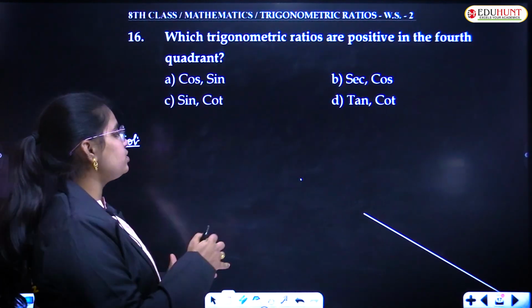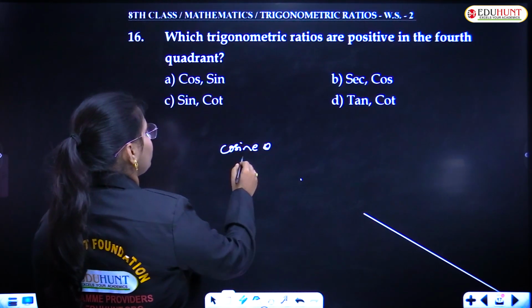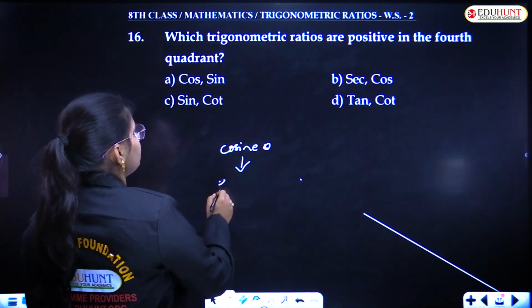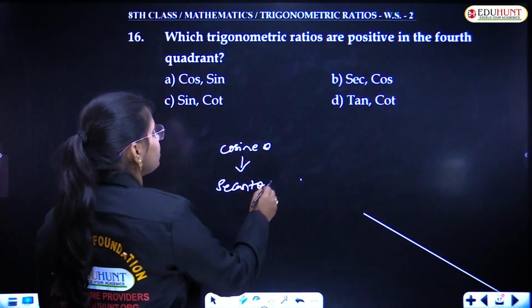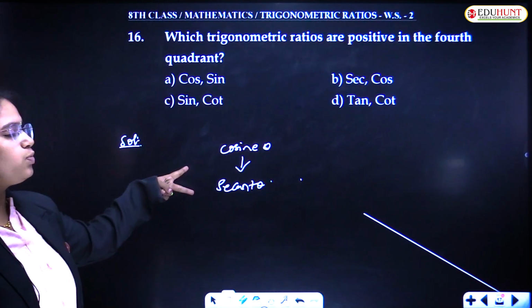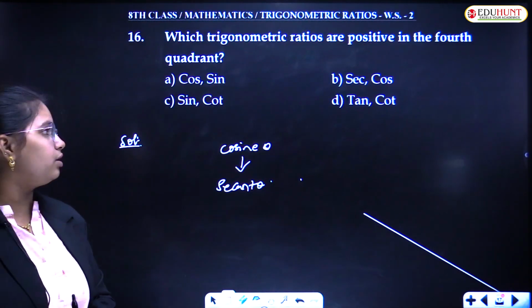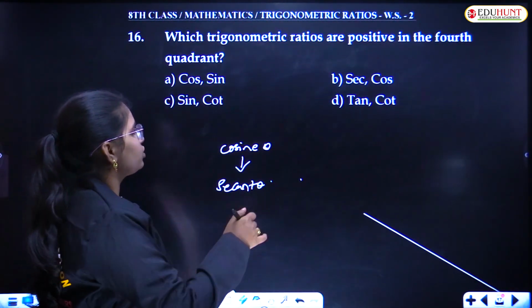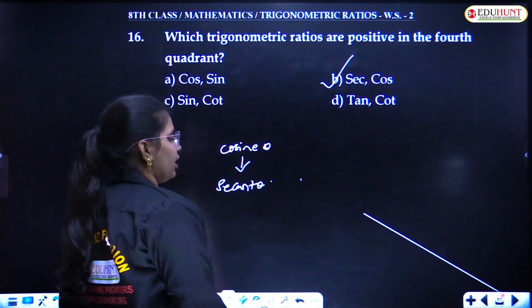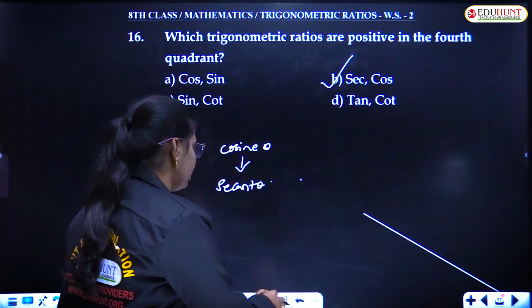C represents cosine. Cosine theta, and the reciprocal of cosine theta is secant theta. These both will take positive values in the fourth quadrant. So as per the options, cos theta and secant theta, that means option B will be your answer.